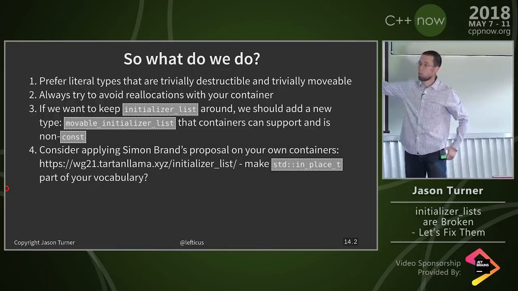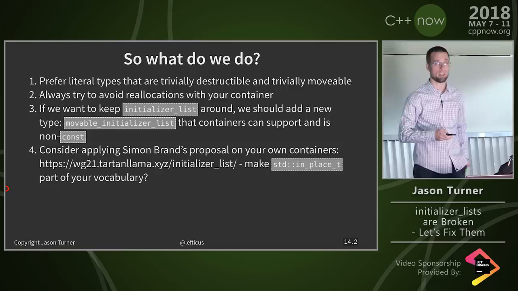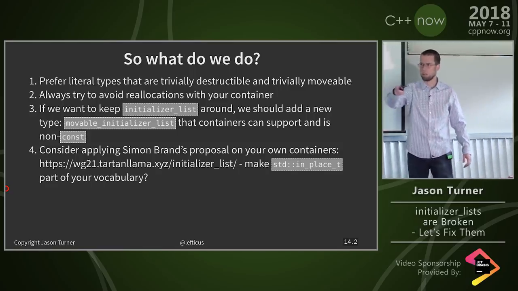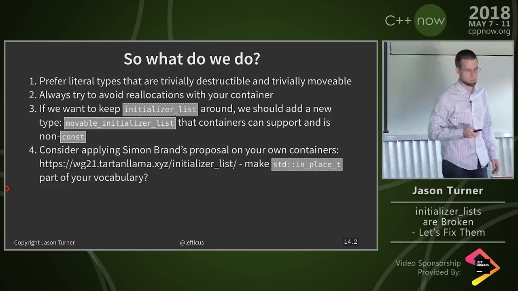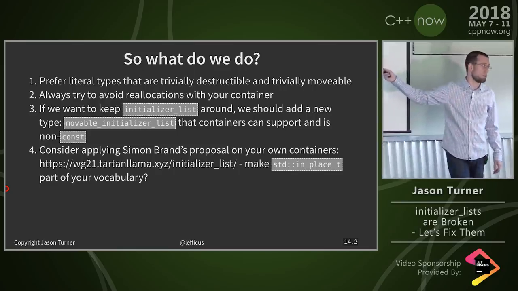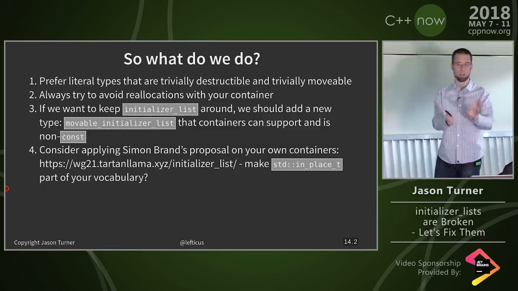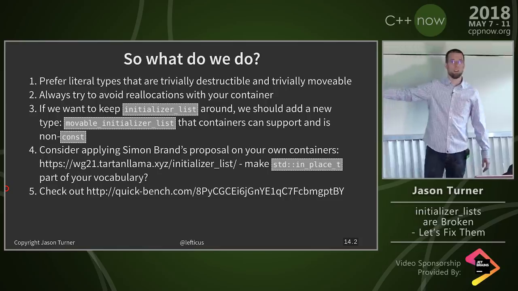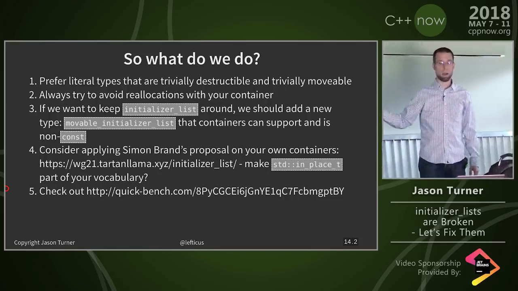Well, I think Simon Brand's proposal is worth considering, which would basically get rid of the need for initializer list altogether. And then there's in_place_t and piecewise_construct_t, which I haven't spent a lot of time with. But regardless, we should make these things part of our vocabulary. We should be aware of them so that we're using them to get the correctness of creating things in place where we want them. If anyone wants to quickly jot this down, that is the quick bench URL.